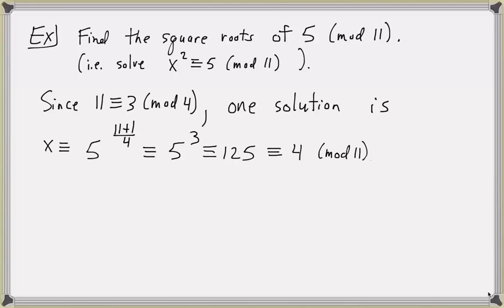And we see that if I square negative 4, I also will get 5 mod 11. So the square roots of 5 mod 11 are plus or minus 4.